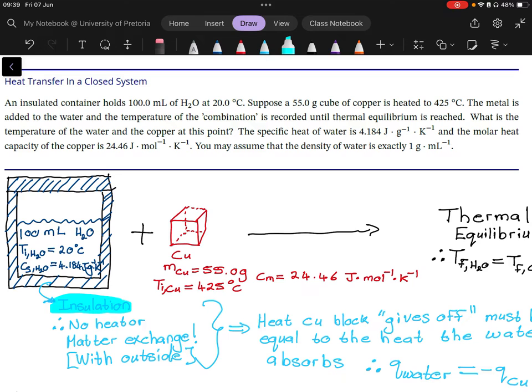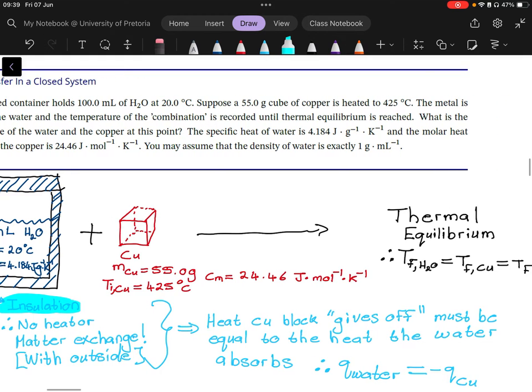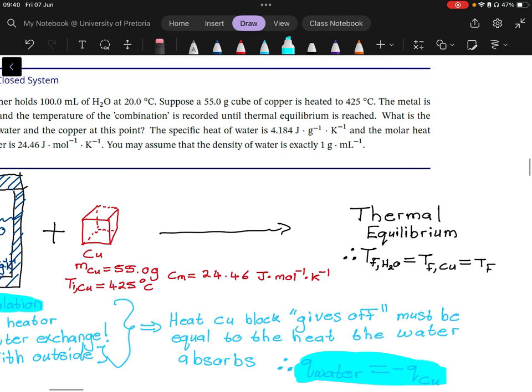In other words, the copper can only lose heat and the water can only gain heat, and nowhere else can anything go. So all that we expect to happen is that the copper block must give off heat, and the water's absorbed heat must be the negative of the copper's, like I wrote here. So that's what we expect. And we expect that the copper block's temperature should decrease, and the water's temperature should increase, until a point where thermal equilibrium is reached.